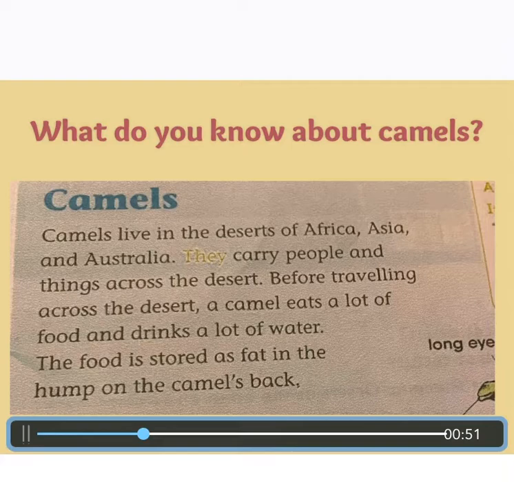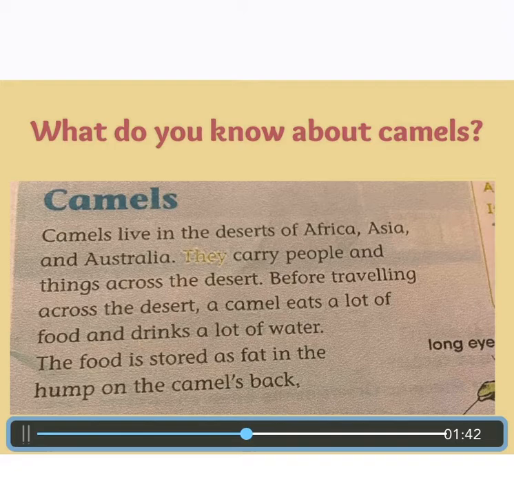This text is talking about camels. So let us see what the camels are and what you know about camels. So my dear kids, follow me. I will read the text and try to understand what I'm explaining now. So, camels live in the desert of Africa, Asia and Australia. So where can we find the camels? Camels live in the desert of Africa, desert of Asia, and desert of Australia. They carry people and things across the desert.